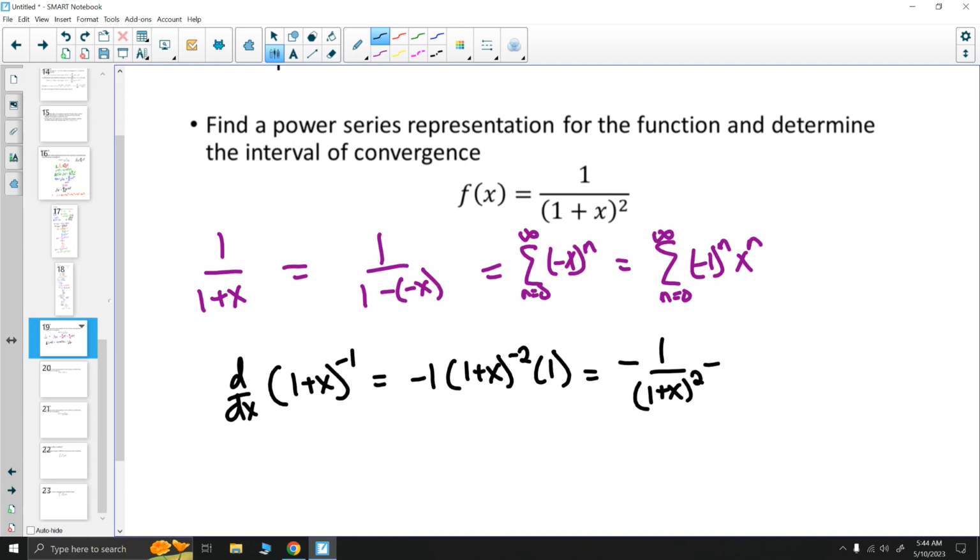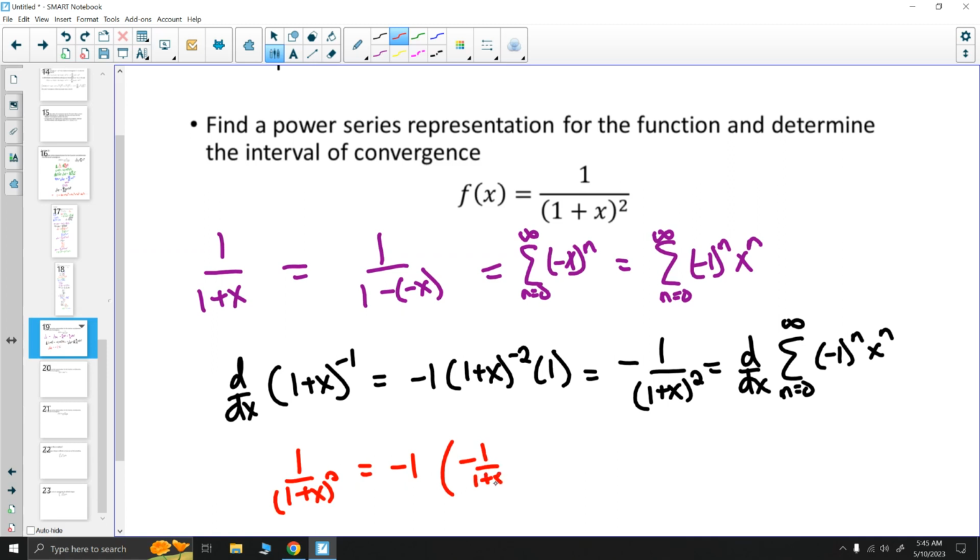And so this is going to be equal to the derivative, d/dx, of our sum, n equals 0 to infinity of negative 1 to the n, x to the n. That's what this negative 1 over 1 plus x squared is. It's the derivative of our power series, the derivative of our function here, 1 over 1 plus x. Now, this is not quite this, but we can see that in order to get from here to here, 1 over 1 plus x squared is just going to be a negative 1 times negative 1 over 1 plus x squared. That's all it is. It's just the opposite sign to it.